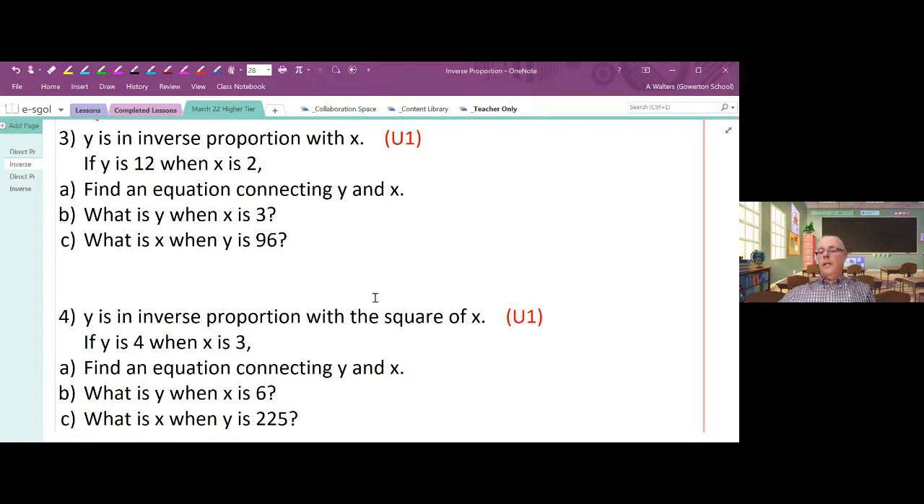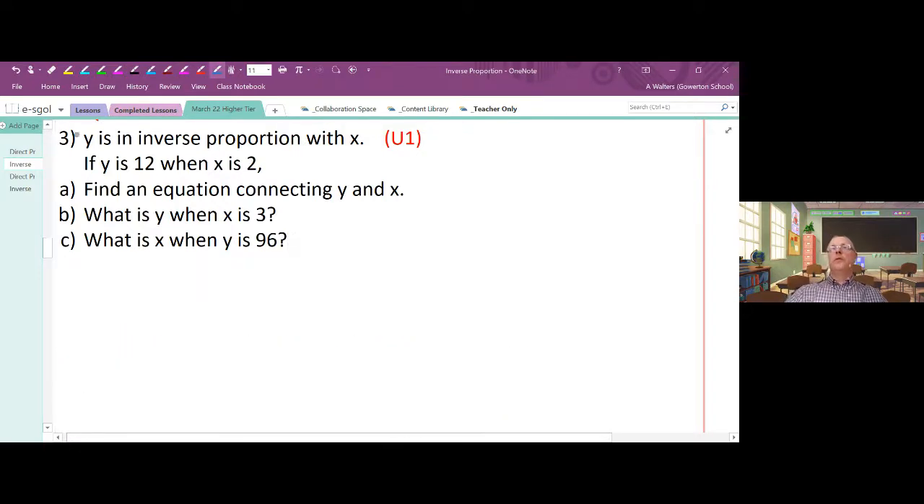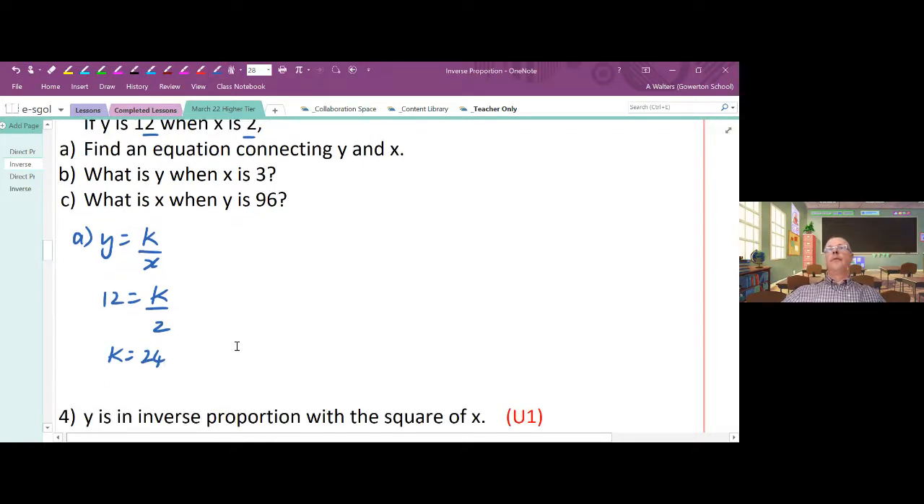Okay, I'll have a look at this question then. If I haven't given you enough time, pause the screen. So y equals k upon x, inverse proportion with x. Y is equal to 12, k upon the x value is 2. So obviously k is equal to 24, and we end up with a formula that y equals 24 upon x. Okay, 24 upon x.